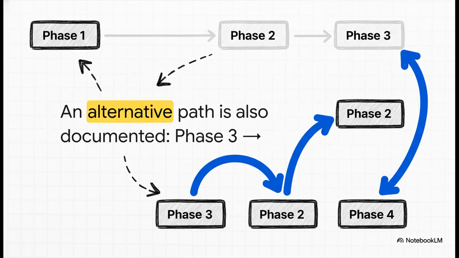But, and this is interesting, that sequence isn't set in stone. The documentation also points out an alternative path. In this version, phase 3, the end-level event, can actually happen before phase 2. This shows that there's some flexibility built right into the model's progression.